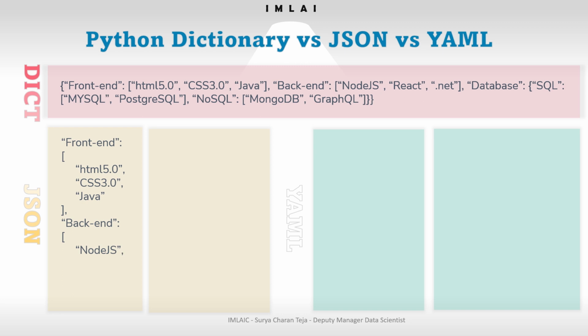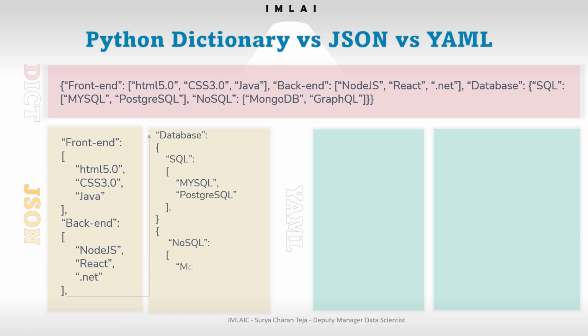Again the list comes, and then the value should be mentioned like this. And finally we have another key-value pair, but this key is database, and the value for this is a dictionary with key-value pairs inside it. So database opens like this with dict curly braces. Inside that you have SQL as a key, and then a list of items will be mentioned as we have done for our previous key-value pairs. Same with the other one, then it's done. So this is how a JSON looks.